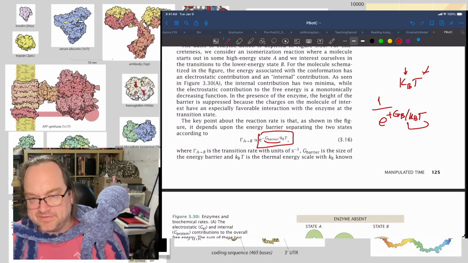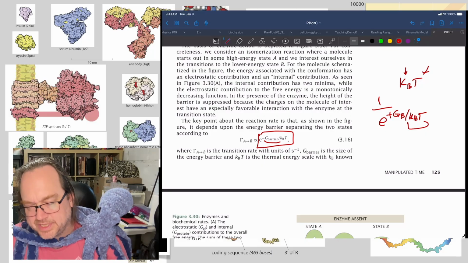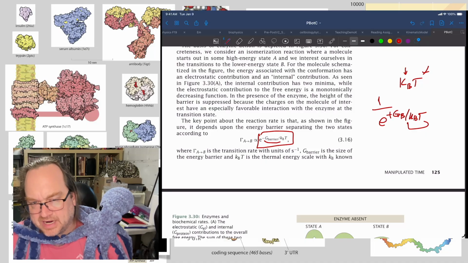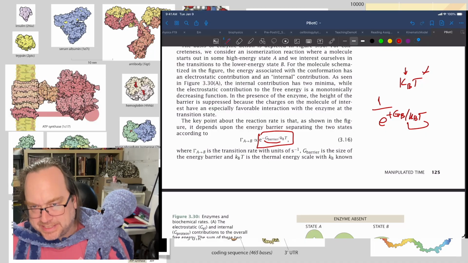Now, if you have seen any physical chemistry or anything like that, you may have learned that for every degree of freedom that a molecule has, it will thermalize and have 1/2 kBT of energy.